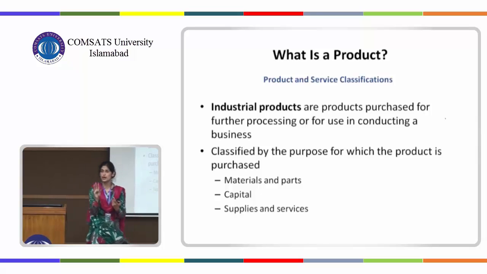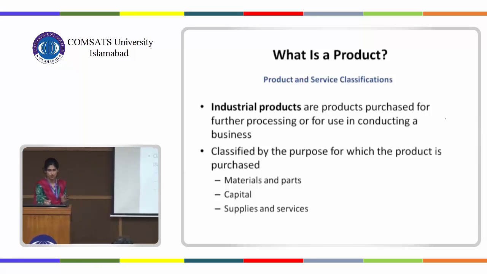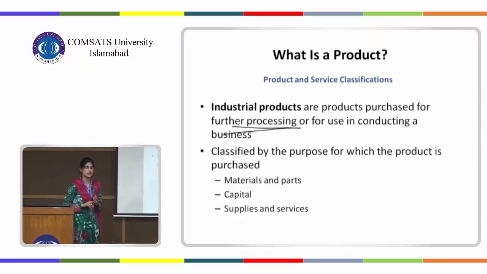The bread has gone into further transformation. There has been a value addition to the bread. But if you take it to your house, consume it there, there's no value addition as such. You would not resell it. So that would be a consumer product. So industrial products are all those products that are purchased for further processing or use in conducting business.